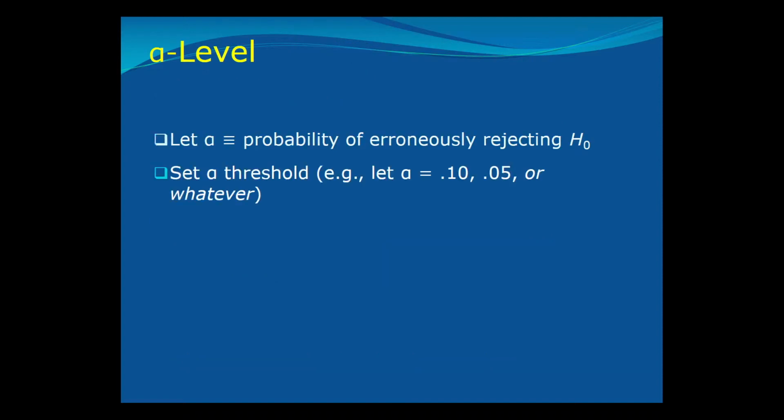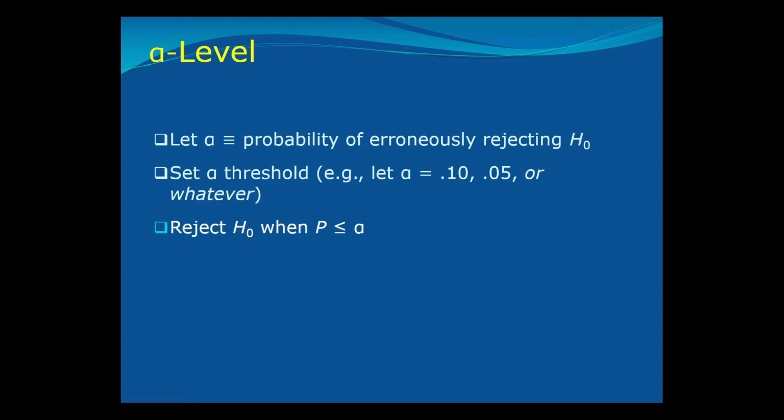Alpha level: let alpha be the probability of erroneously rejecting H0. Set a threshold. There are three common thresholds for alpha: 0.1, 0.05, and 0.001. But we can choose any alpha level, though the most popular are these three.